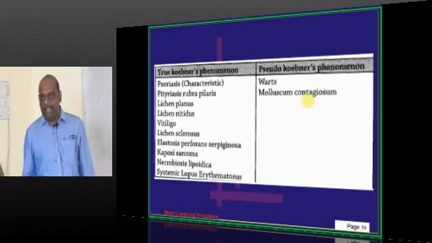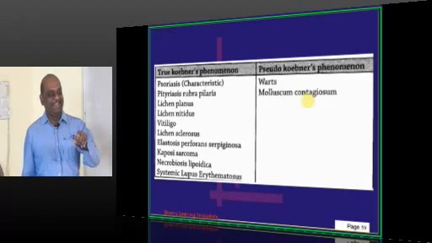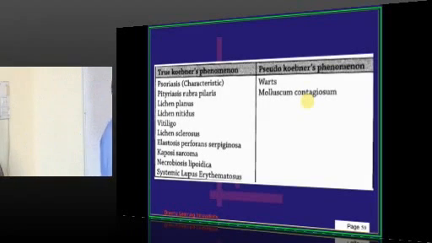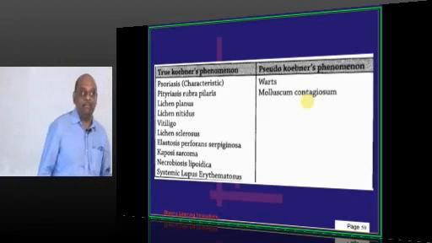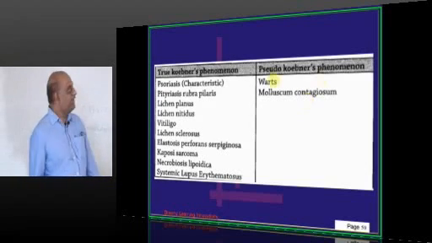How will you remember? A cat looks like a tiger, but is a cat a tiger? No, it is a pseudo tiger. What will a cat say? Meow. M is molluscum contagiosum, W is warts, meow means MEW. So it is a cat but not a tiger. So it is a pseudo Koebner, not a real Koebner, is what you need to remember.